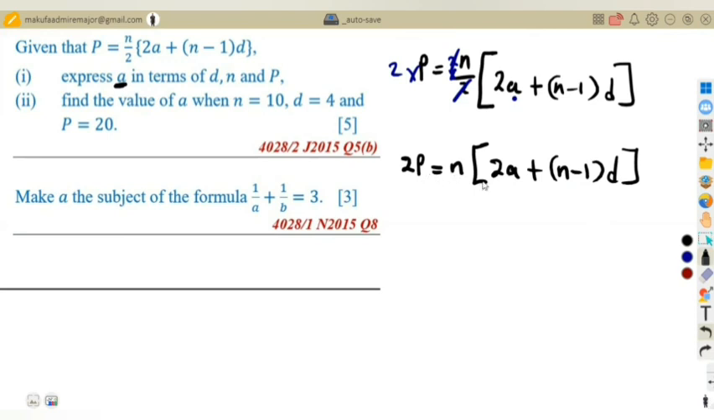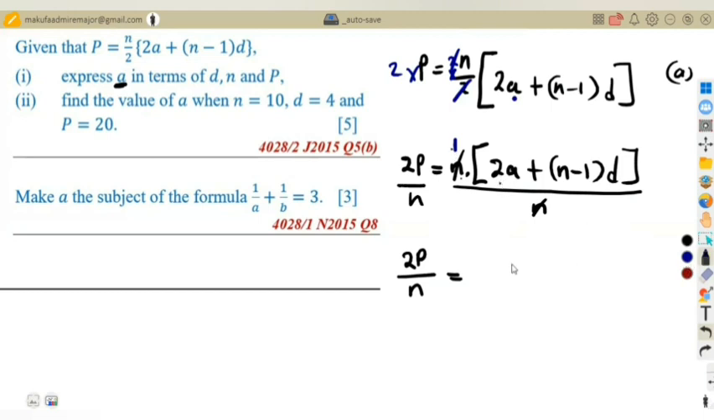As you can check here, this n is multiplying the bracket, so we can divide by it. It's not even part of our a. There's no a on this part, so you can divide by n so that this will cancel. You remain with 2p over n, which is equal to the bracket. But here, since we have divided, there's a 1, so it's 1 times this bracket, which is going to be 2a plus 1 times this part. We are going to remain with n minus 1 times d. We want to make a the subject. Yes, we can clear our fractions, which is fine.